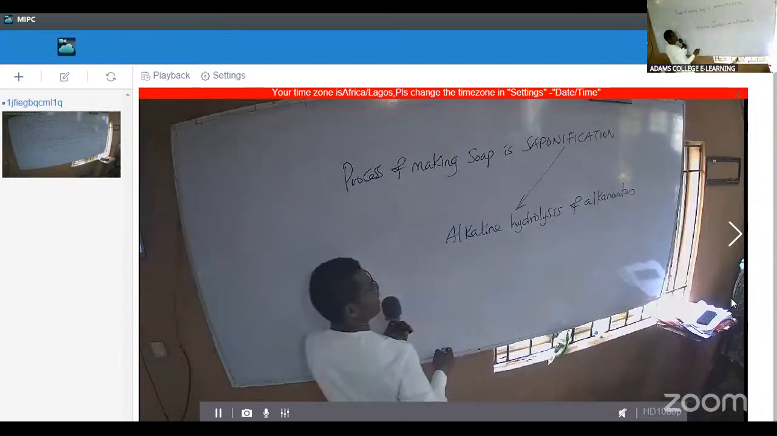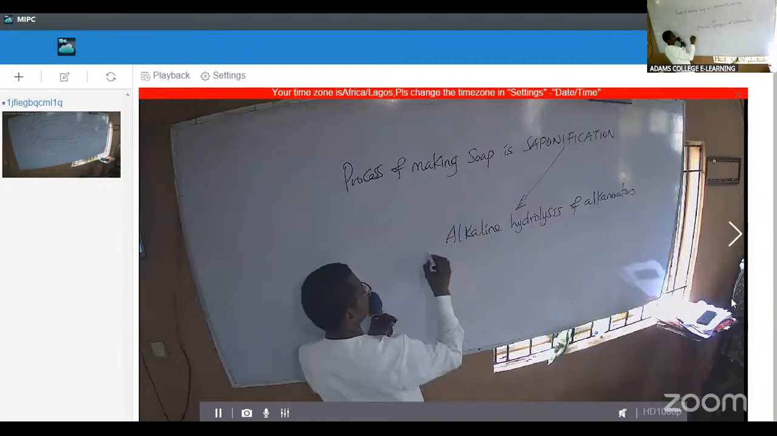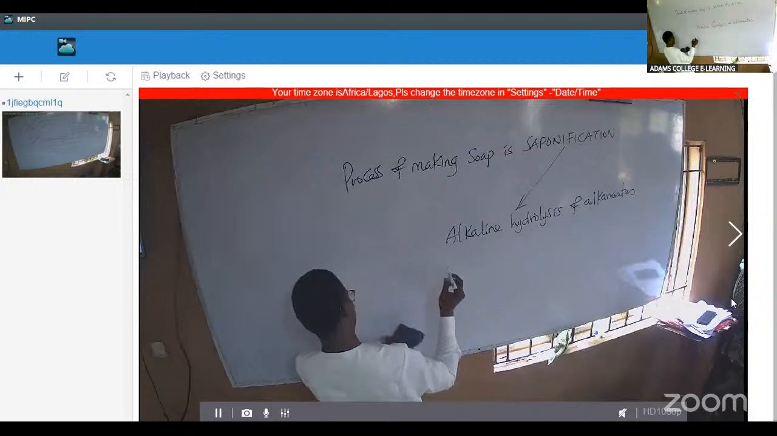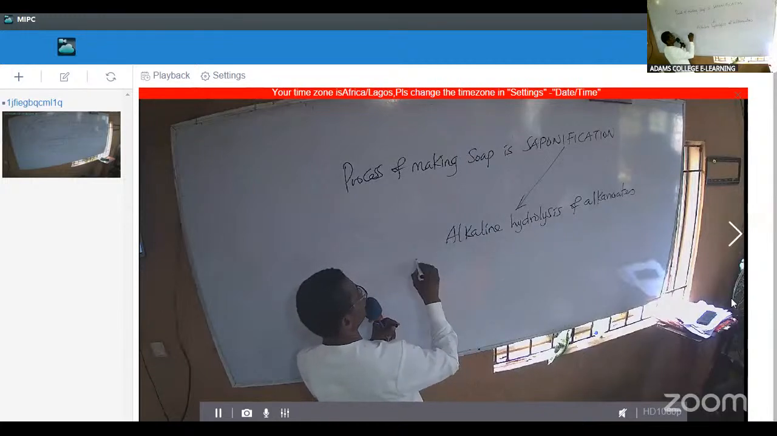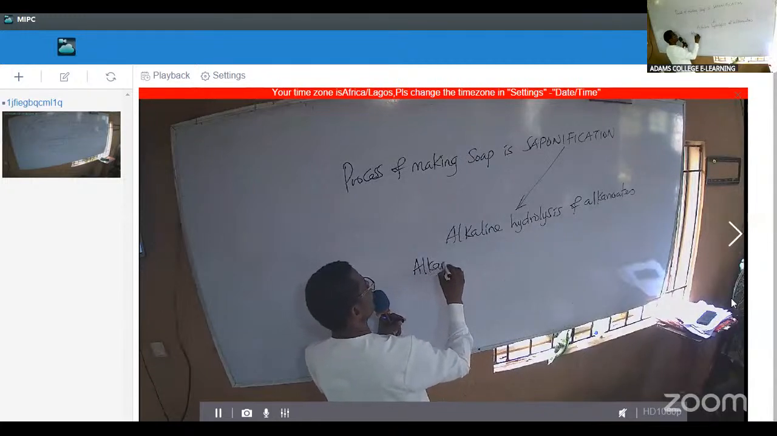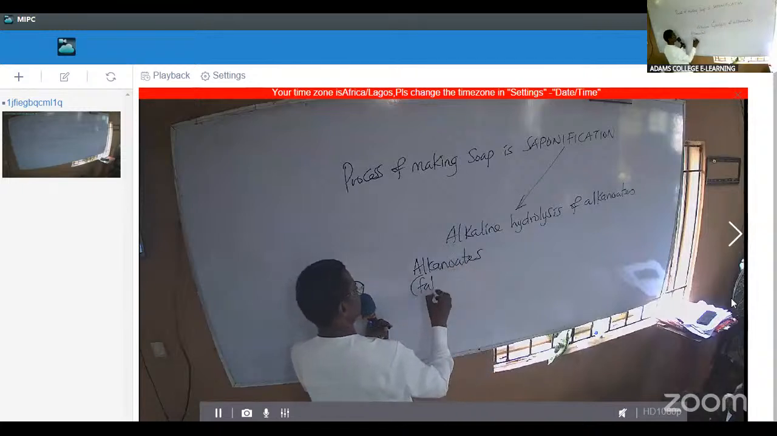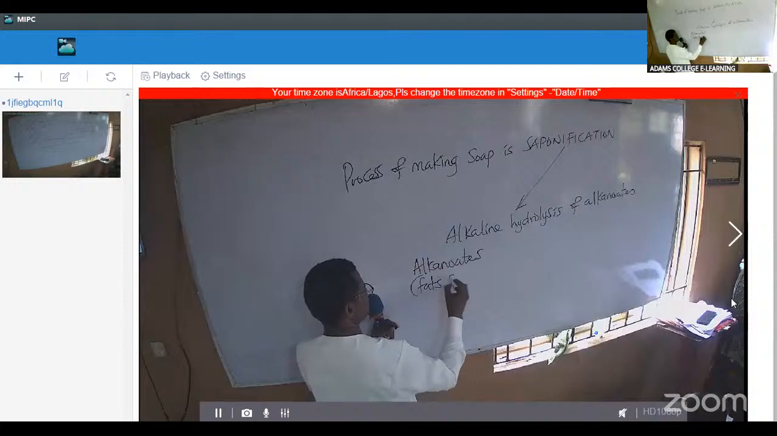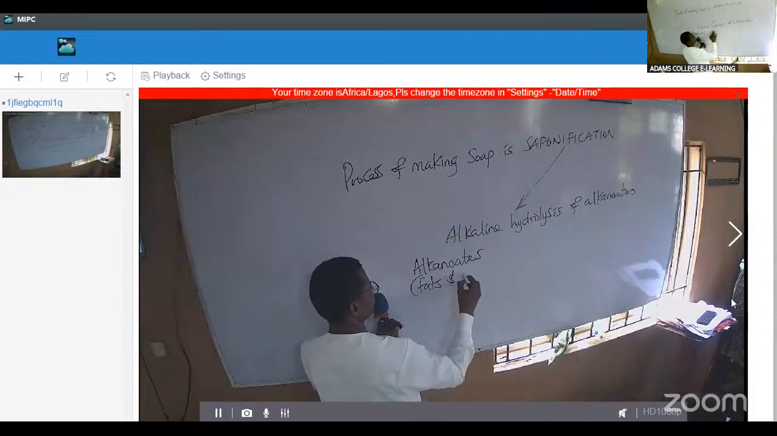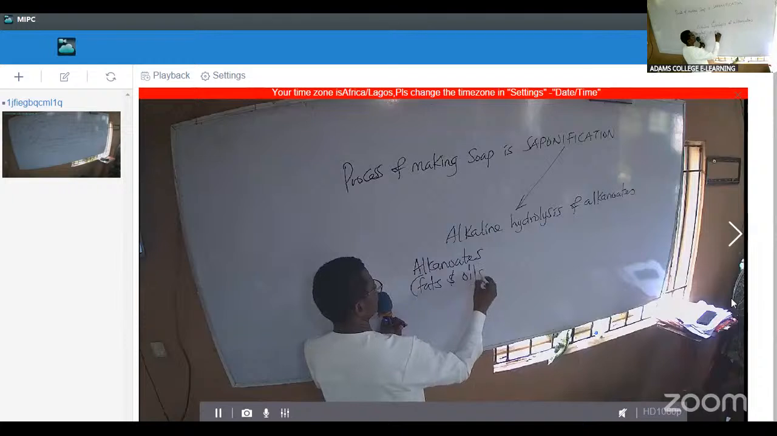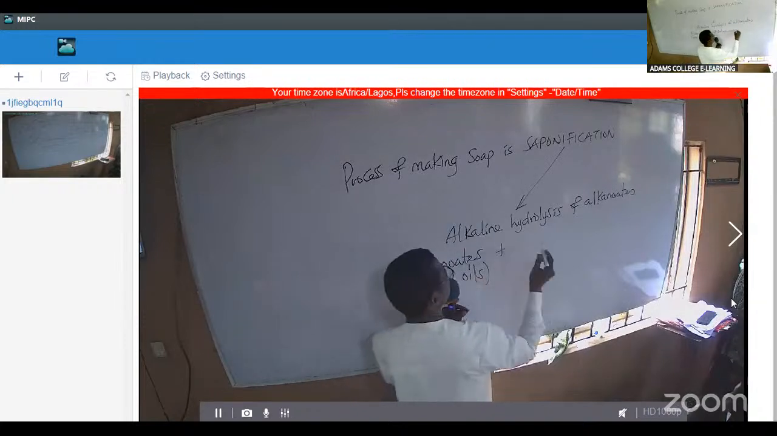Alkaline hydrolysis of alkanoate is saponification. It means, number one, you look for alkanoate. When you are talking about alkanoate, we are referring to fat and oil, esters, plus alkaline. You now have soap and glycerol.